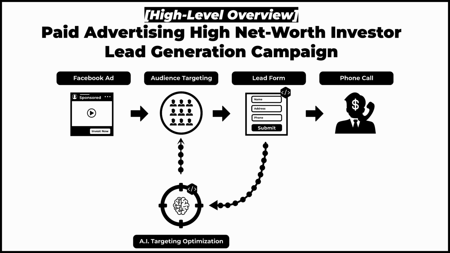So here's exactly what a paid advertising high net worth investor lead generation campaign will look like at a high level. So you have the Facebook ad. Then you have your investor audience targeting. Then you're going to be sending them to either an instant form, which is exactly what we're going to be doing in our training today, which basically opens up natively within the Facebook platform, or you can also send them to a website. And then what happens is you have that pixel, as you can see on the upper right-hand corner right there, and basically you can look at every single ad campaign as a mini AI model.